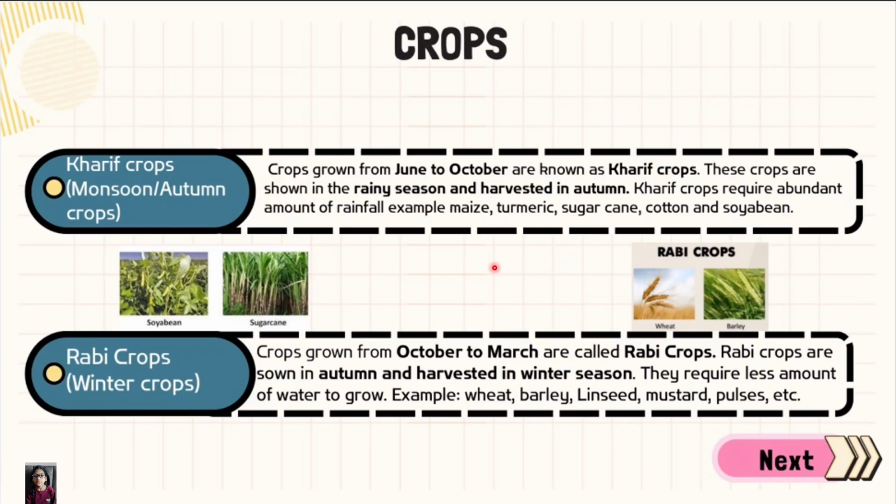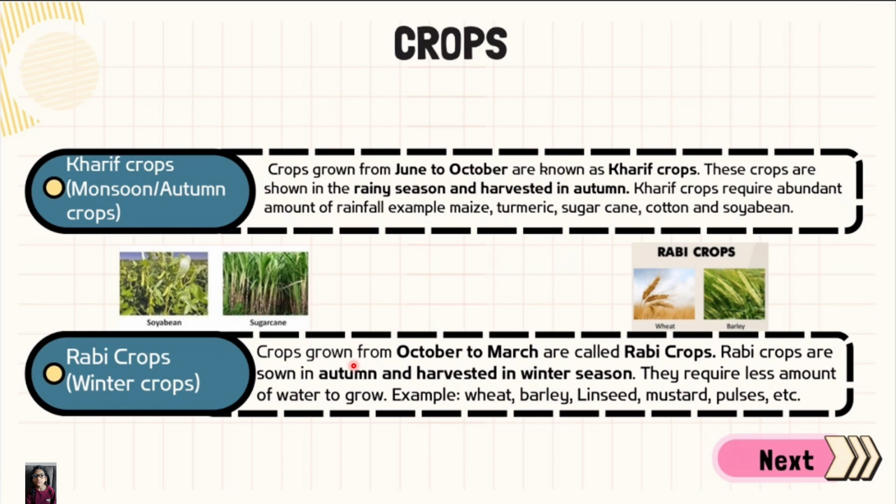So the Kharif crops such as soybean and sugarcane need a lot of rainfall for their growth. So they are sown in the soil in the rainy season and then harvested in the autumn season.